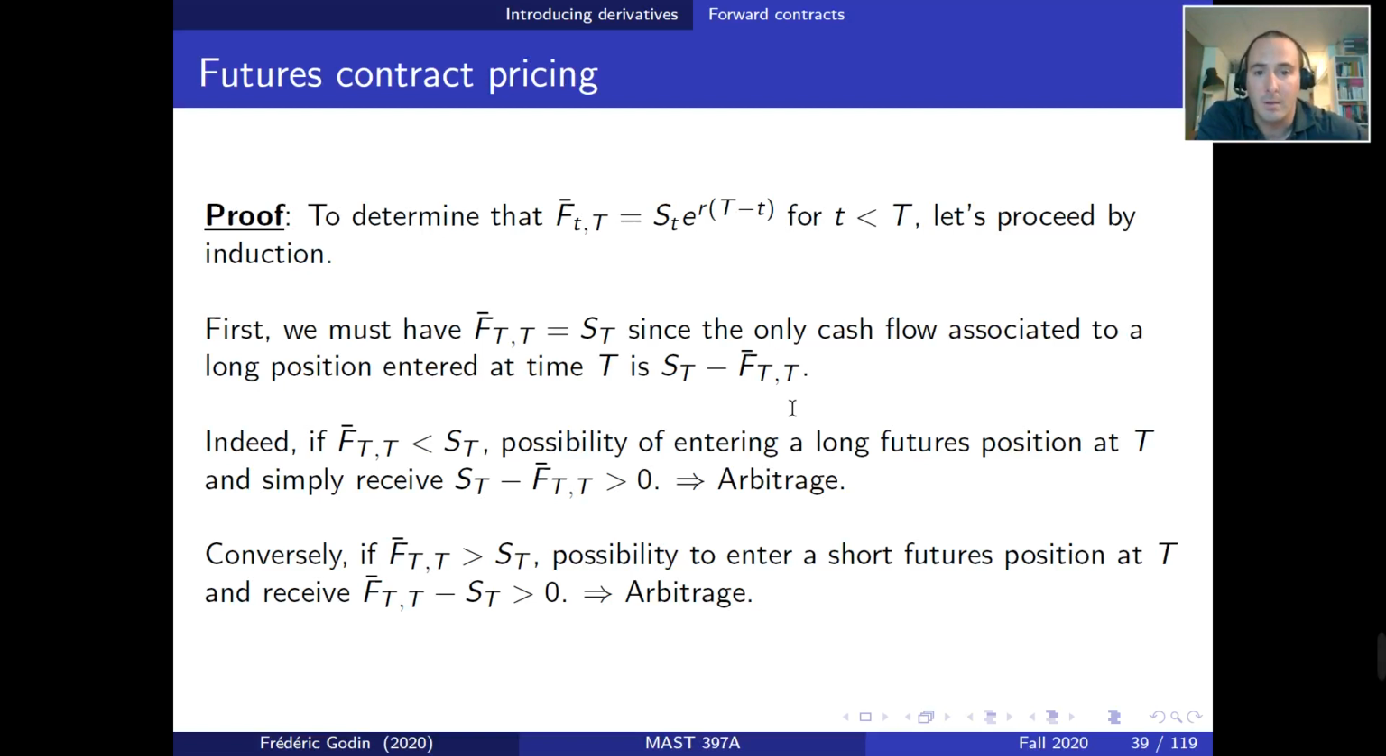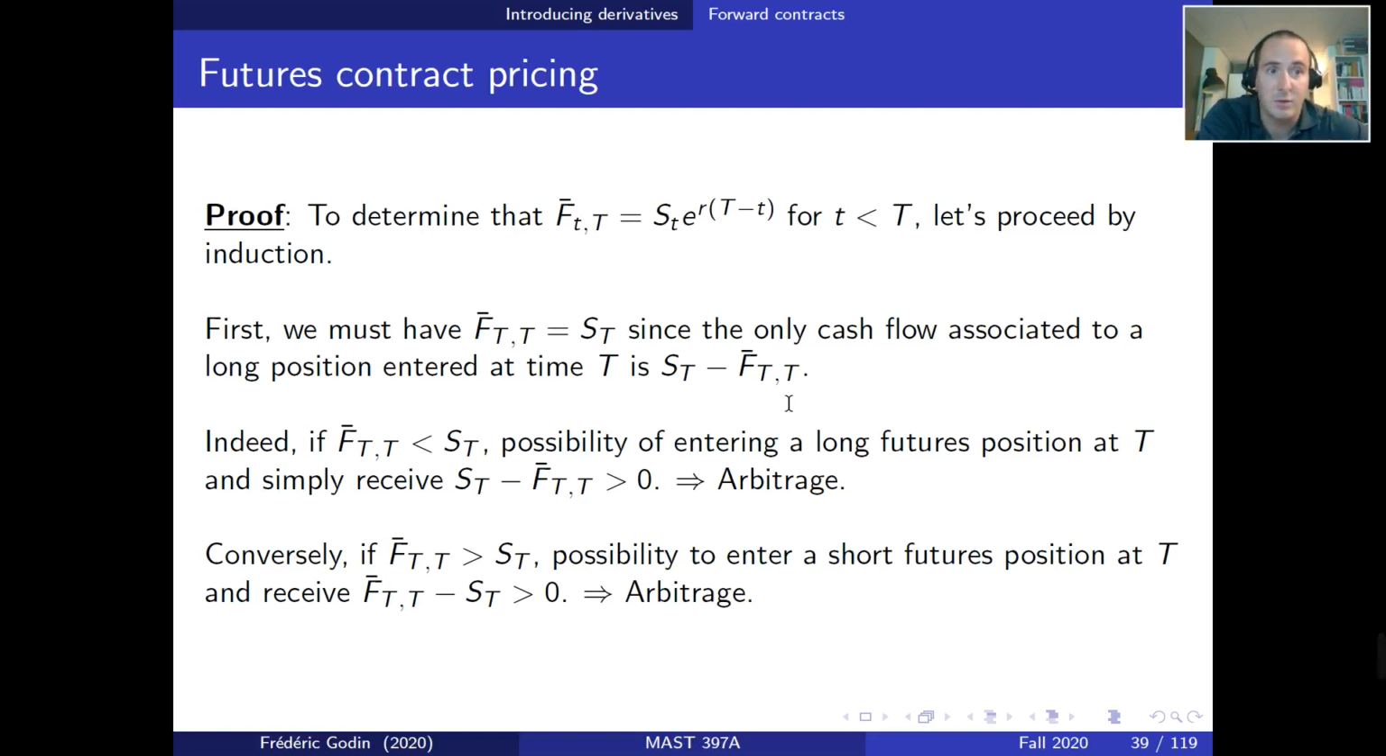So your net inflow is this thing, and this thing must be exactly zero, because it doesn't make sense to enter a position, receive a positive cash flow, for instance, and then the trade is over, because this would be arbitrage. Recall that to enter a futures contract, there are no cash flows involved.